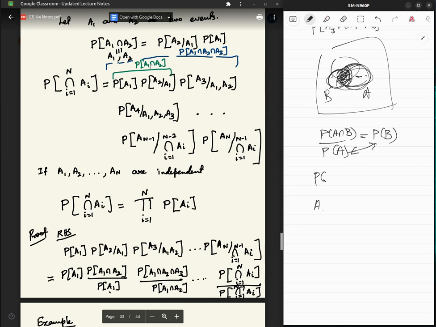You can do it like this: A1 through An, and then the intersection from i equal to 1 to n minus 1 of Ai. You want the probability of this.